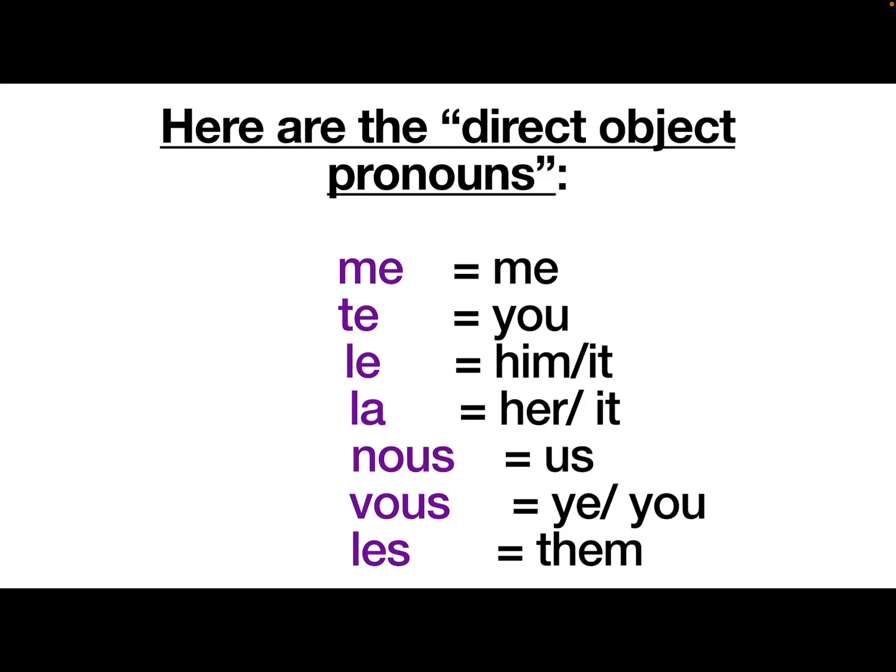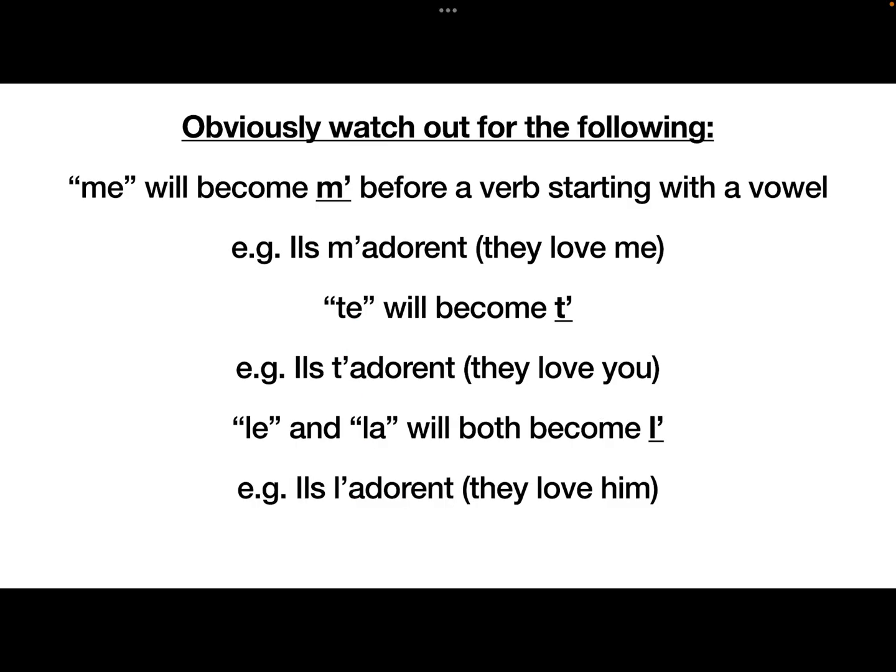Okay, so if you're replacing a noun in a sentence and it's a direct object, use the direct object pronouns to replace that noun. So me, te, le, la, nous, vous, les. Me, you, him, her, us, ye, them. Okay? The more examples we look at, the easier it becomes. Obviously, watch out for the following. Me will become m apostrophe if you put it before a verb starting with a vowel.